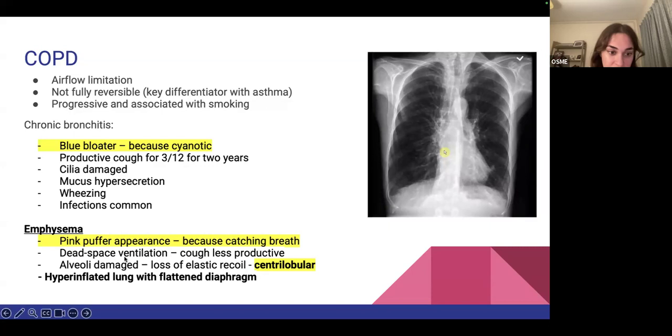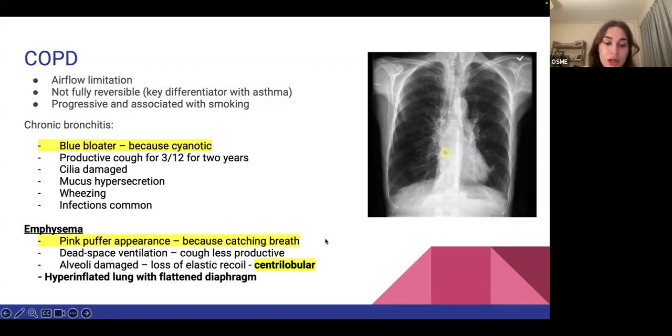Emphysema, on the other hand, they'll have this very pink looking face, and that's because they're just constantly catching their breath. The underlying pathology is that there's damage to the alveoli, and it's a centrilobular emphysema in COPD. And they'll have hyperinflated lungs because there's sort of dead space. If you look at this chest x-ray, it's all black, which represents how it's hyperinflated.